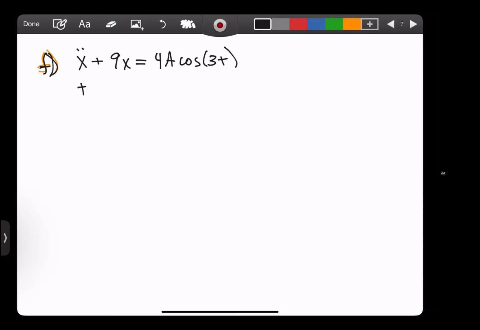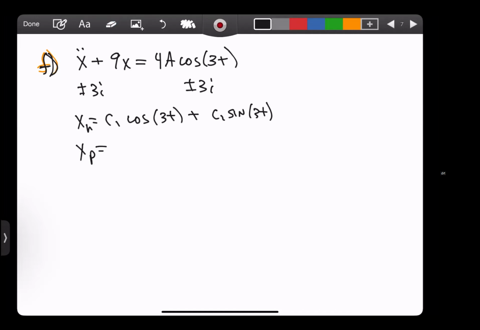So the left side again is plus or minus 3i root. On the right, we now have plus or minus 3i root. We have a repeated root. So xh is going to be our classic cos of 3t and sine of 3t. But now xp, and let's not use a again, let's start with b. So we've got b t cosine of 3t, right? Because it's a repeated root. So now a t manifests in front of each of those functions for a repetition.